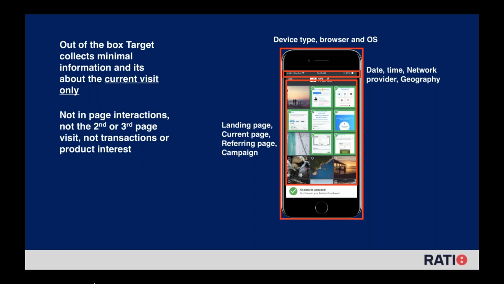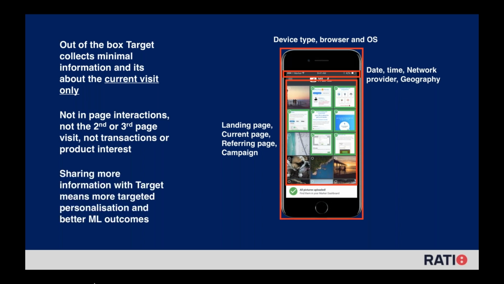Obviously, it's also not collecting information about where transactions occurred or what products people were interested in. So in order to actually do some really cool and exciting stuff with this personalization, we need to share more information with Target so that we can create better segmentation and better machine learning outcomes. And this is not exactly an easy area to understand as far as the options that you have to share information with Target. And so what we'll go through now is a few of the options that can be used to get data in so that we can create more relevant and personalized experiences.